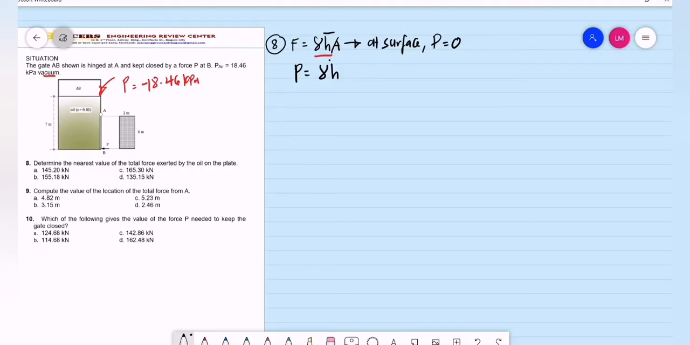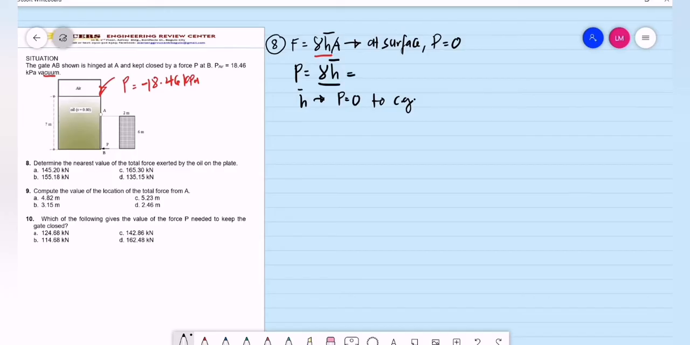So what do we mean by gamma bar h? Take note that if we say bar h, this is the distance from the liquid surface having a zero pressure to the center of gravity. But bar h is not applicable for this problem. So therefore, we can rewrite this one.